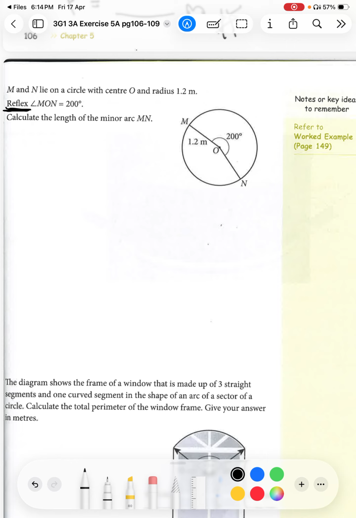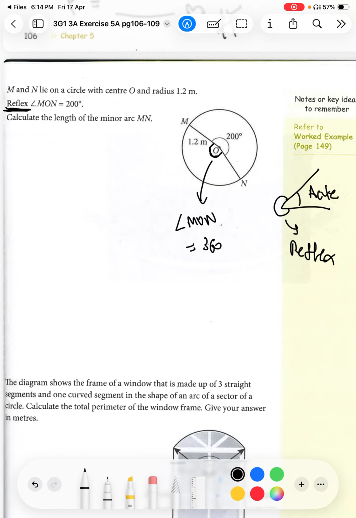That's quick revision from primary school. Remember, the small angle is acute. The one outside is called reflex. So for this case, reflex MON is 200. Actually, they meant this angle. If it's MON, it will be this angle: 360 minus 200, which is 160 degrees. See this part. But reflex MON is 200.